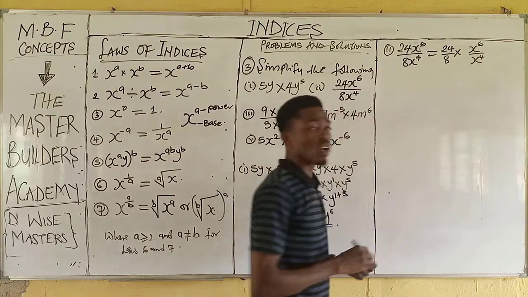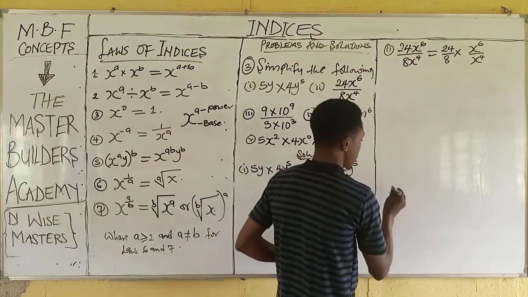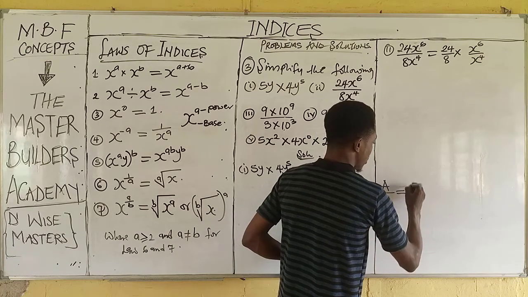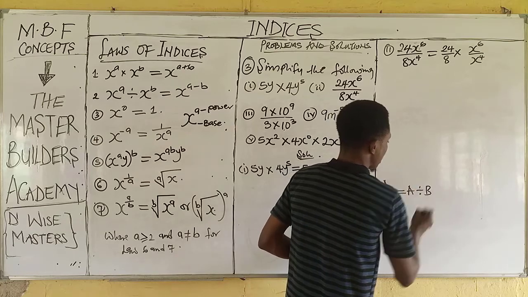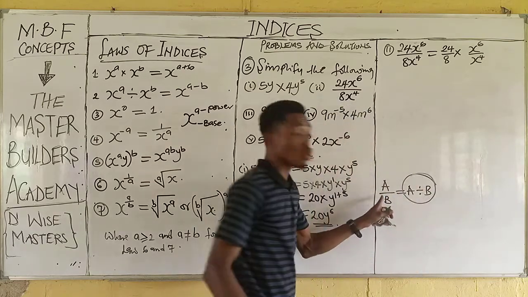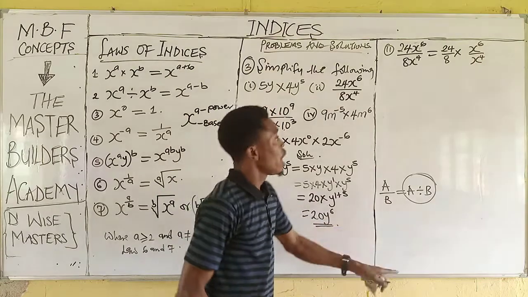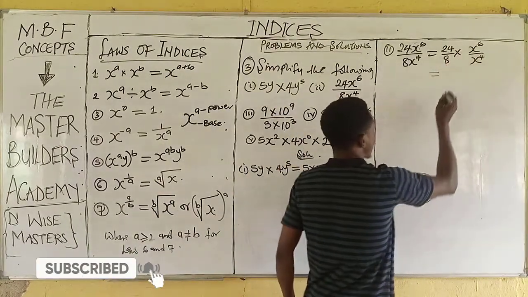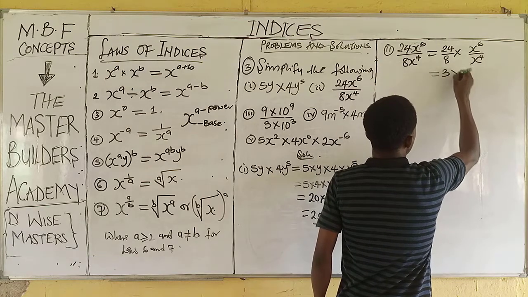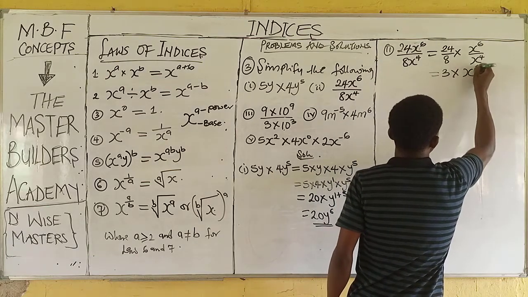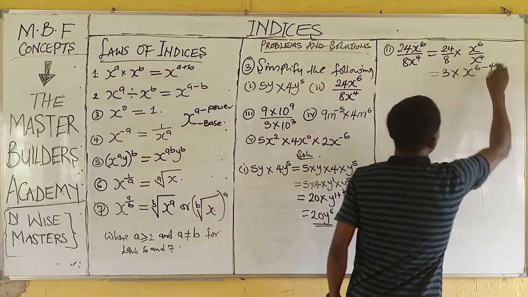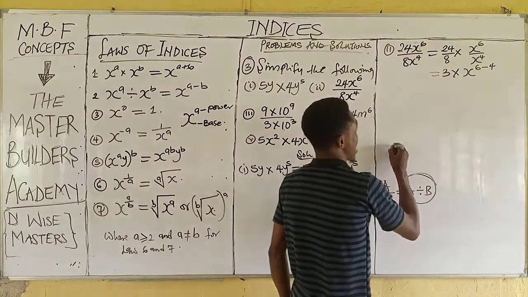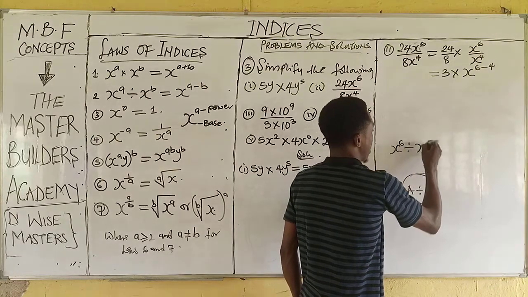Of course, earlier on I explained that in indices, if I have a over b, in mathematics, is same thing as what? A divided by b. That means the rules that work for this will also work for this. Hence, I can decide to have this as final answer 24 divided by 8 would have given us 3 multiplied by x raised to the power 6 minus 4. Because this first one is being divided by the second. So you can rewrite this as x raised to the power 6 divided by x raised to the power 4.